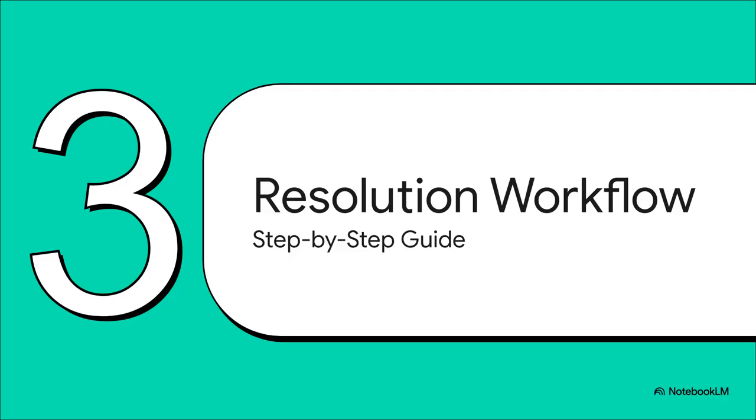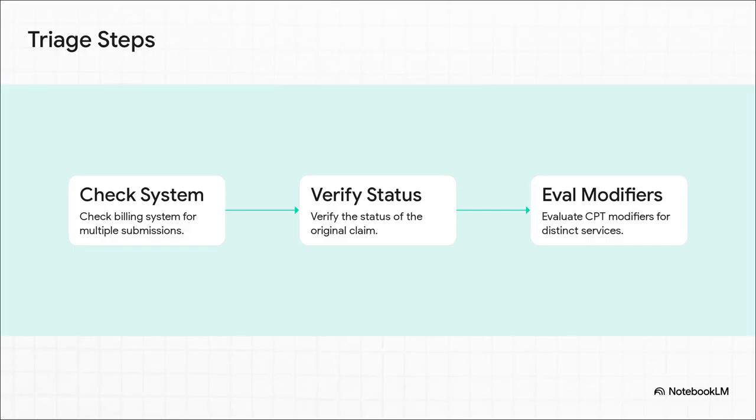Section 3. Step-by-step resolution workflow. All right, here are your immediate triage steps before you ever pick up the phone to call a payer. Step 1. Open your billing system and check the claim filing history. Was this claim submitted once or multiple times? Step 2. If it was submitted multiple times, you've got to hunt down the footprint of the original claim. Is that original one paid, denied, or still pending?